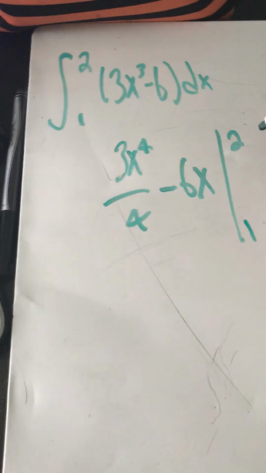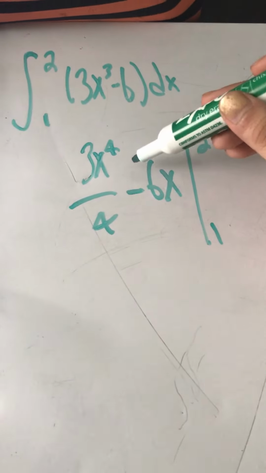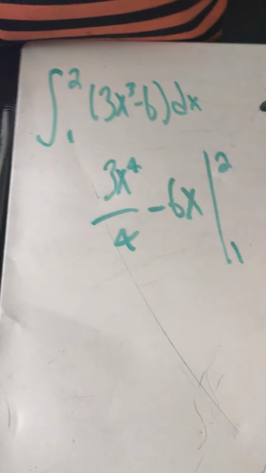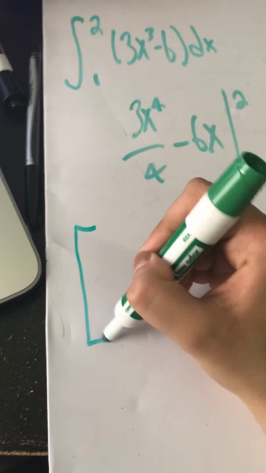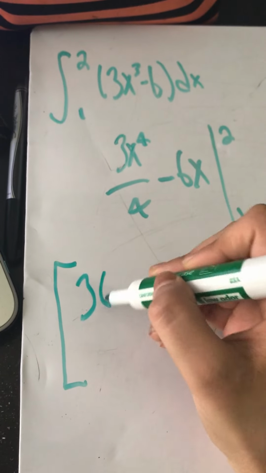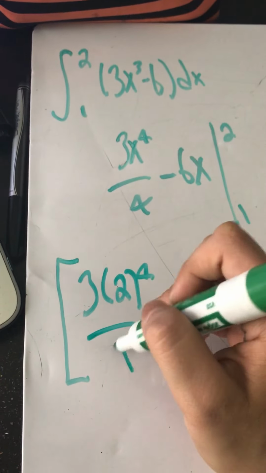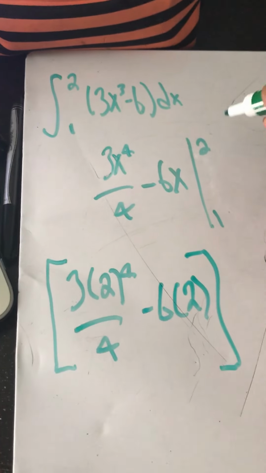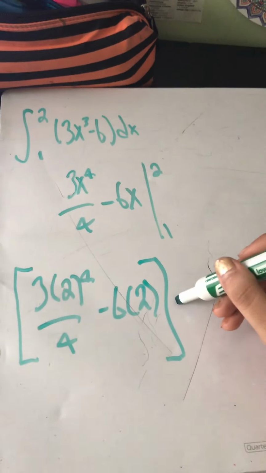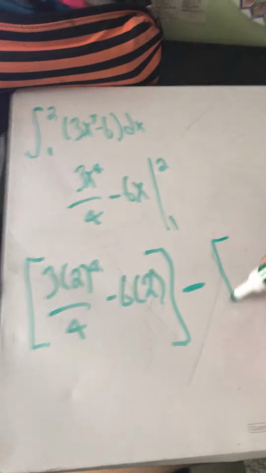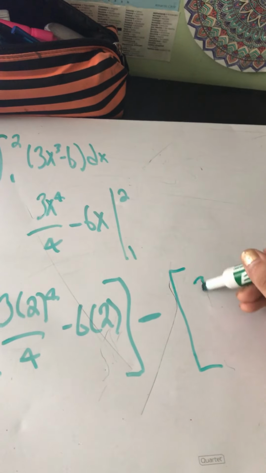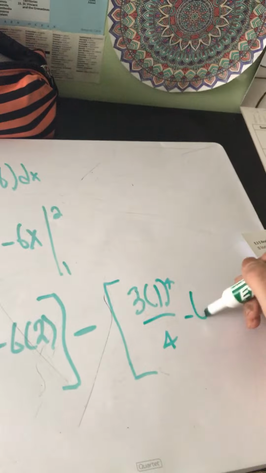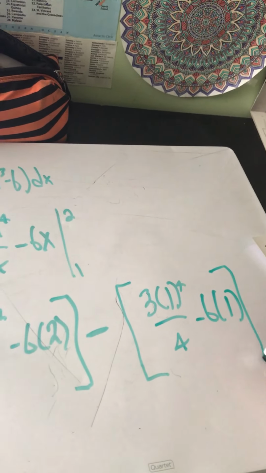So basically, what you're gonna do now is plug in 2, and subtract the value that you get when you plug in 1. So let me just work it out. If you plug in 2 for the first equation, 3 times 2 to the 4th over 4, minus 6 times 2. So that's you plugged in 2, and now you're going to plug in 1. You're going to subtract whatever quantity that is. So you get 3 times 1 to the 4th over 4, minus 6 times 1, boom.